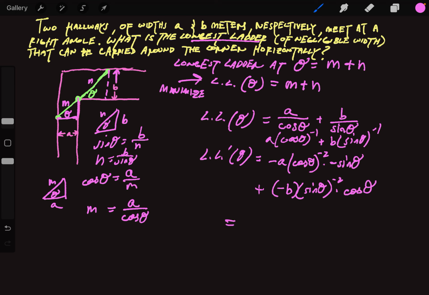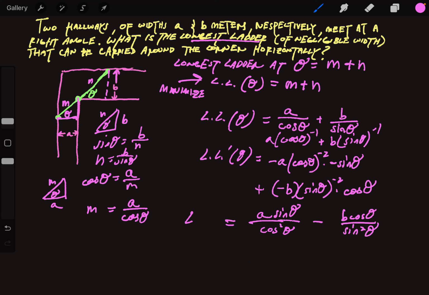And I'm going to do some simplification here. This is going to be a sine theta over cosine squared theta minus b cosine theta over sine squared theta.